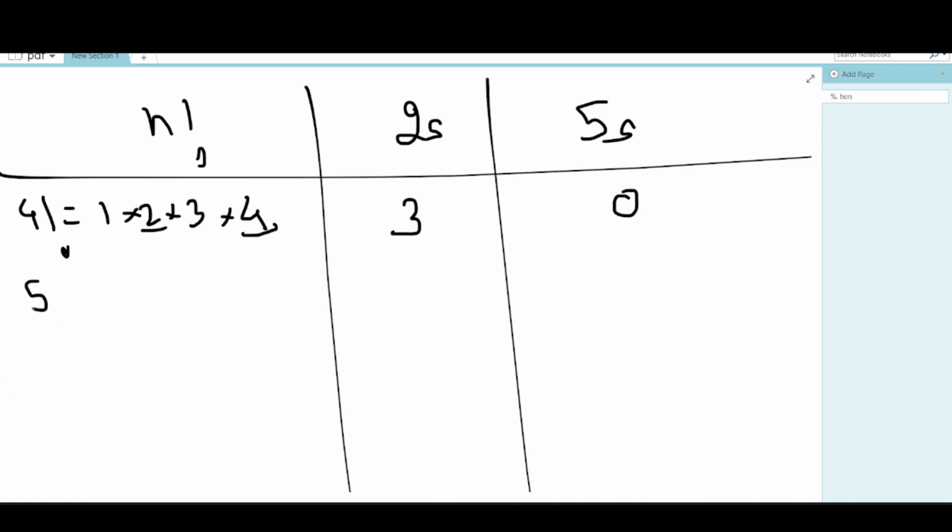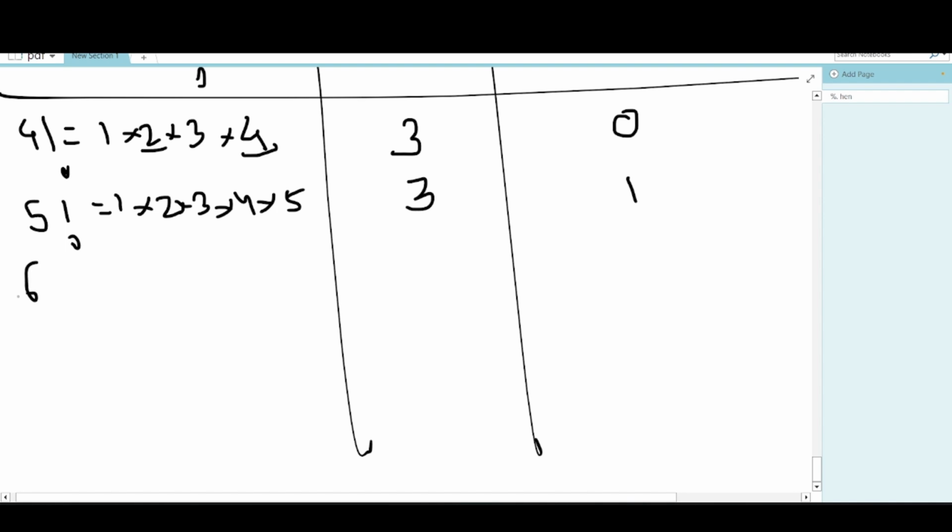Now the next is 5 factorial. So 1 into 2 into 3 into 4 into 5. Again here I am having 3 factors of 2 and 1 factor of 5. Then the next is 6 factorial. Everything multiplied with 6. From here I will get one more factor of 2. So that means 4 and 1.